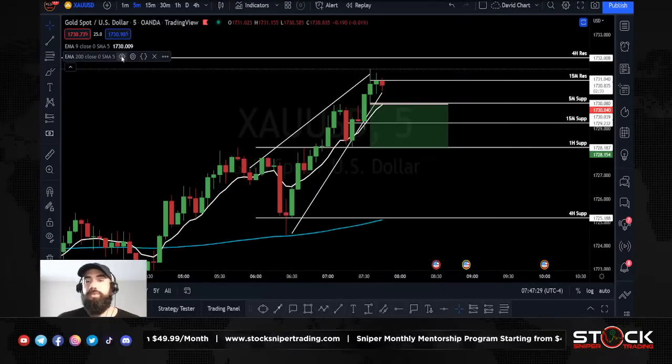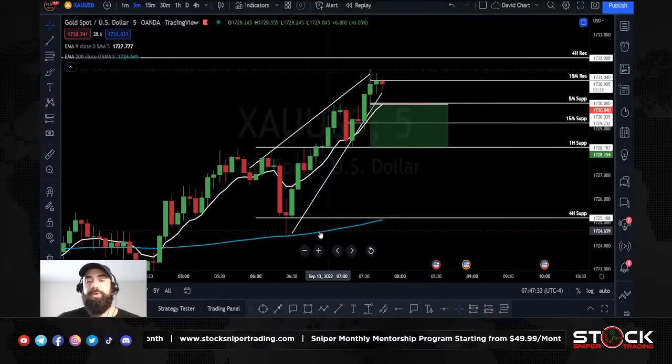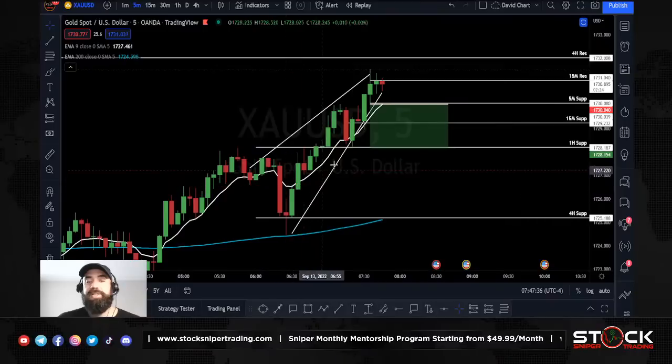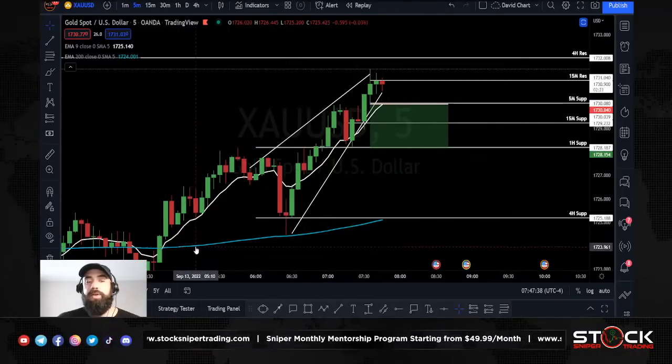And then you can see the 200, we're nicely above it as well. 200 is the blue exponential moving average, 9 is the exponential moving average right here. Blue is 200, 9 is white.